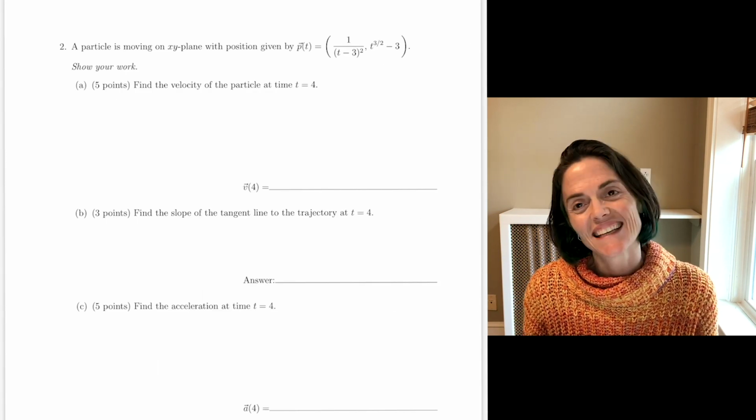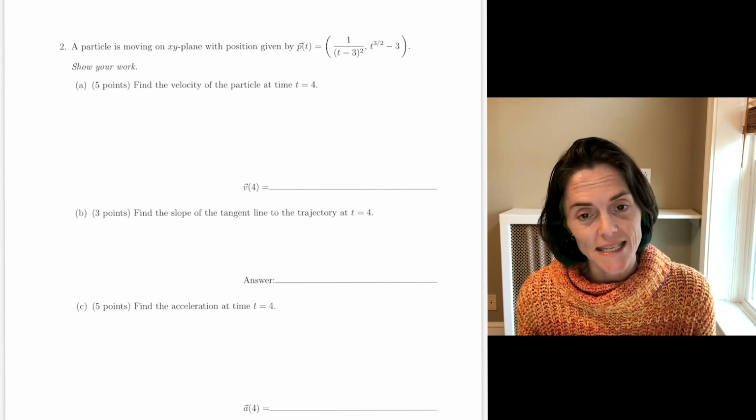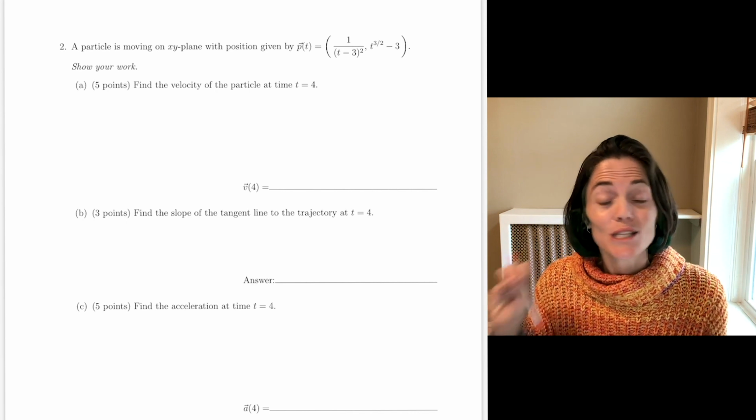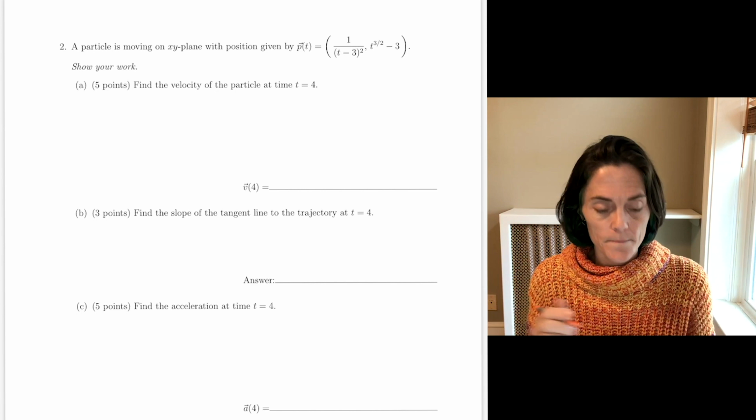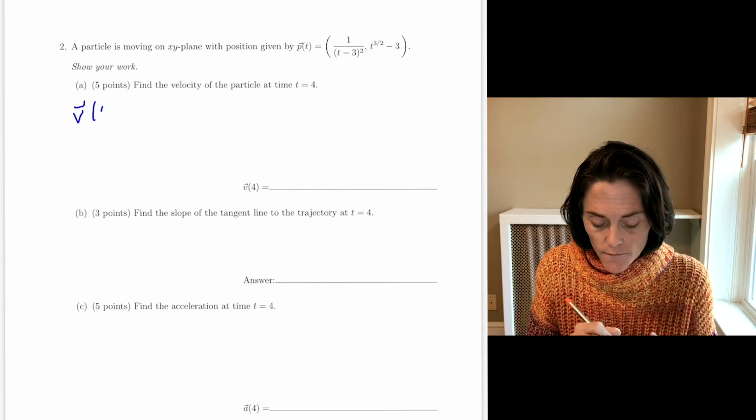Next question. We are given a particle moving in the xy plane. We are given its position as a function of time, and we want to calculate the velocity, the slope of the tangent line, and the acceleration, but all at t equals 4. Great. First of all, let's calculate the velocity as a function of time.